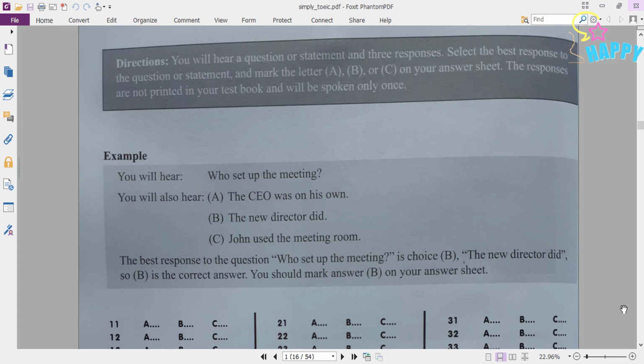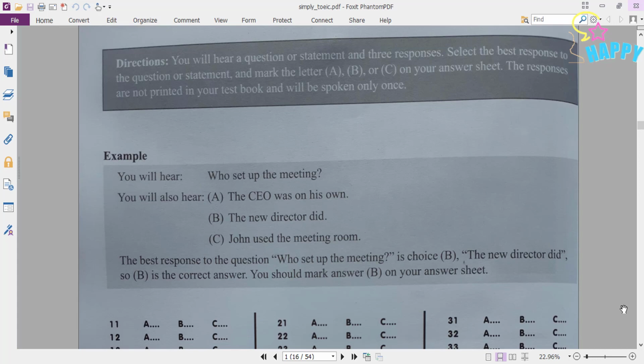Part 2. Directions. You will hear a question or statement and 3 responses. Select the best response to the question or statement and mark the letter A, B, or C on your answer sheet. The responses are not printed in your test book and will be spoken only once.